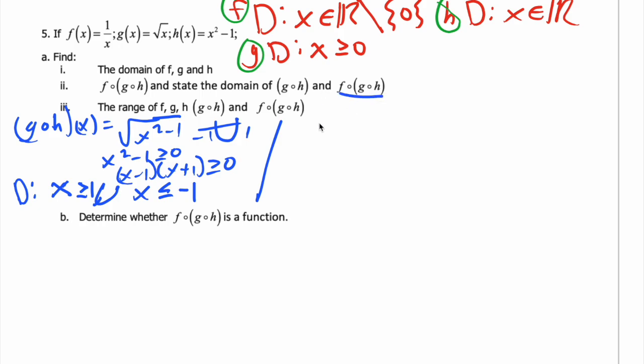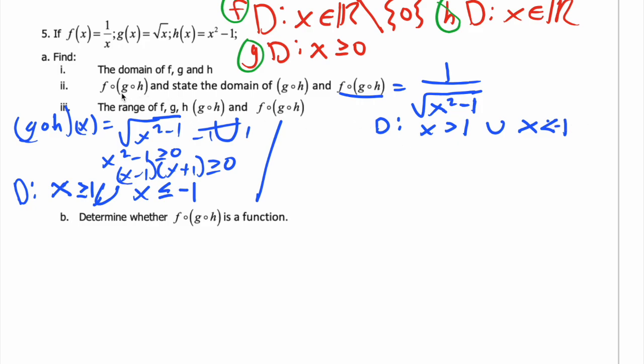Okay, so next, this one, f of g of h. So we can take this and stick it into f, so this equals 1 over root x squared minus 1. Okay, so now, same as before, you can't square root a negative number, but you also cannot have 0 in the denominator, so it's almost exactly the same domain, but x can't be equal to 1, and x can't be equal to negative 1, so here's the new domain.